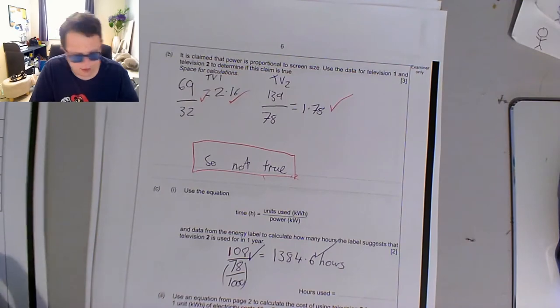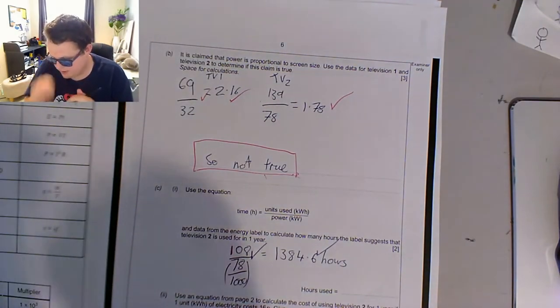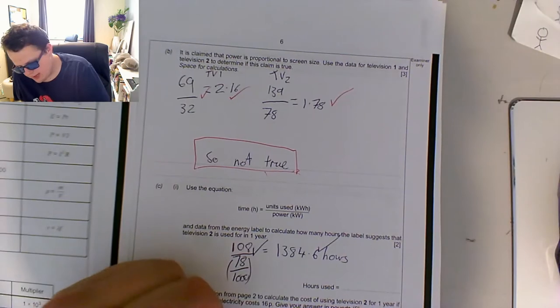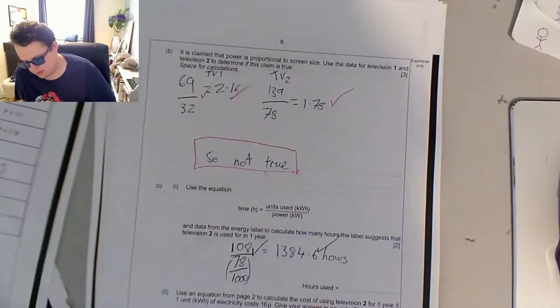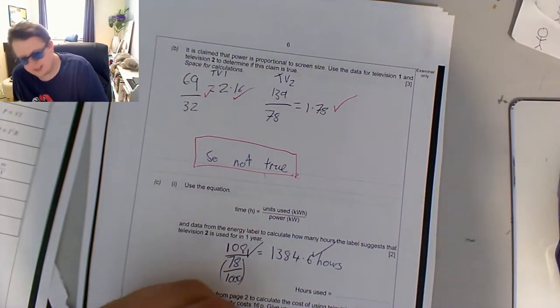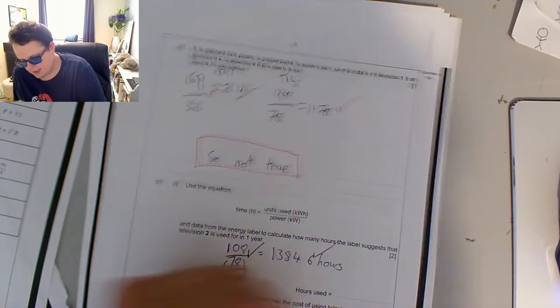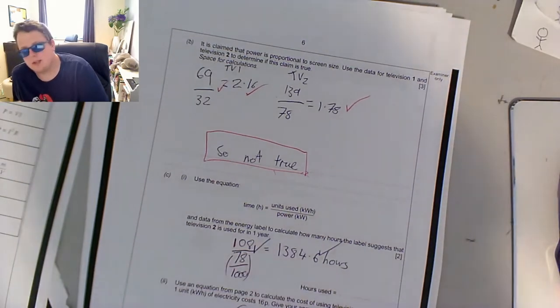So use an equation from page 2. First time we need page 2. To calculate the cost of using television 2 for 1 year. Okay, so it tells us we're using 108 units in a year. The equation we want is the one that says cost in it. Cost is units times cost per unit. So 108 times 16, which gives us 1728. But that's in pence. Because our cost per unit is in pence, that answer will be in pence.